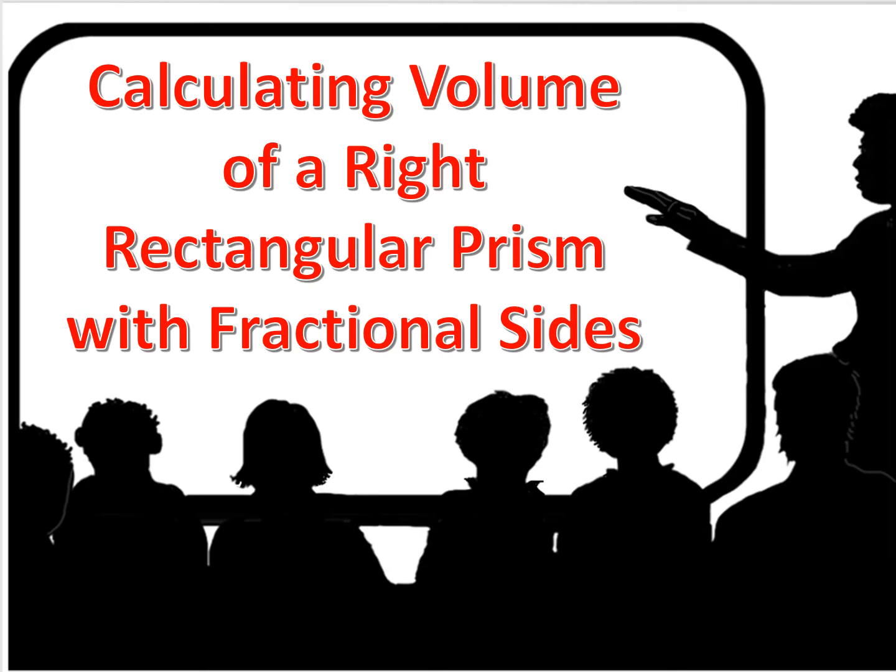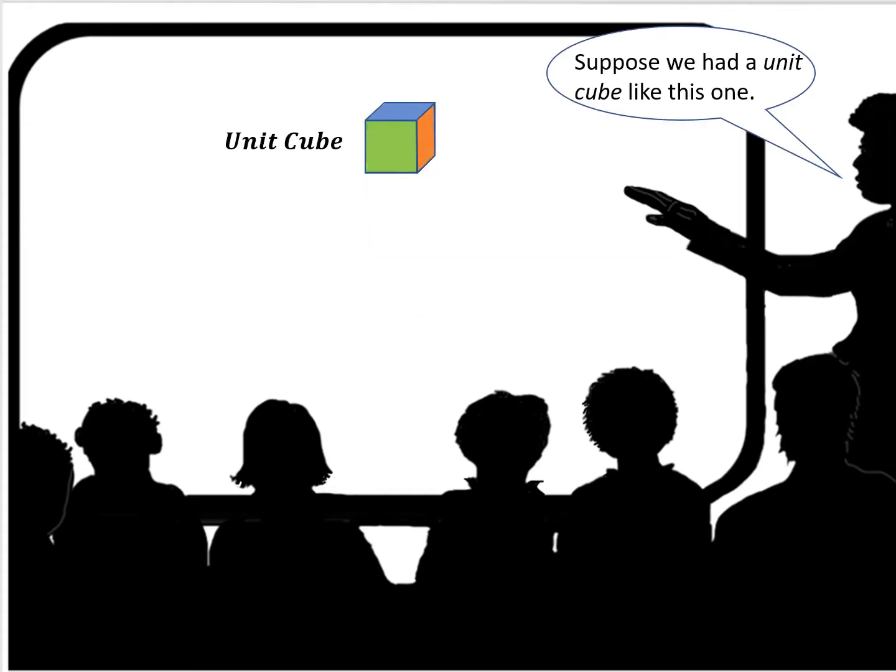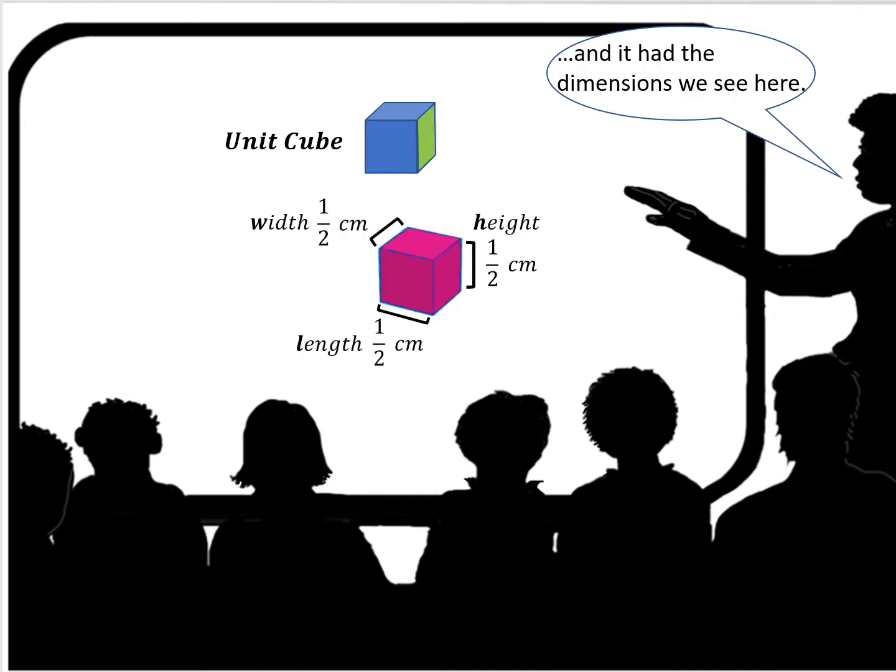This video is titled Calculating Volume of a Right Rectangular Prism with Fractional Sides. Suppose we had a unit cube like this one, and it had the dimensions that we see here. The height, the width, the length, they're all 1/2 centimeter. It's a cube, of course.